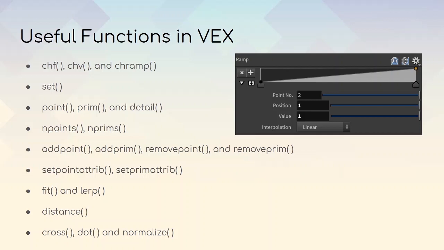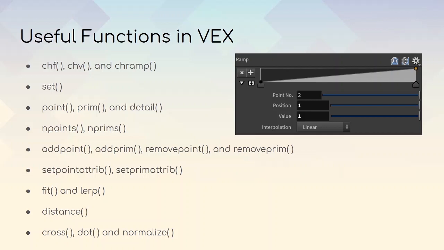Set is used for setting dynamic data onto things such as strings or vectors. So for example, if you wanted to mix and match your vectors together or concatenate strings together, you would use the set function on a string or vector variable. Point, prim, and detail functions are used to get attribute data on a specific point, prim, or detail. Endpoints and endprims is the total number of points or primitives on your geometry. This is useful for looping through all of the points or primitives on your geometry.